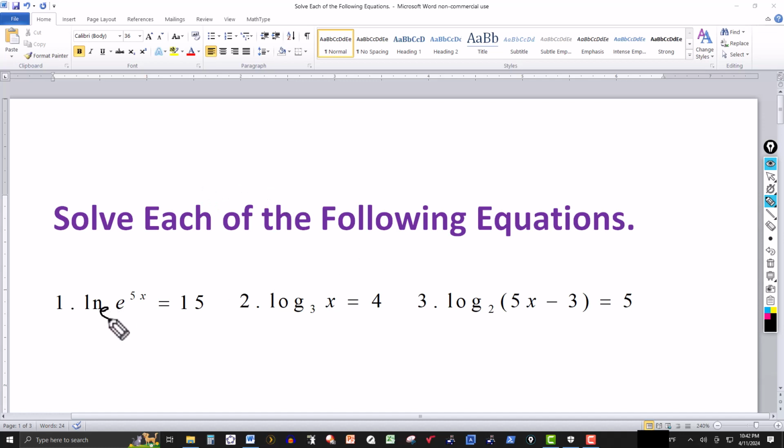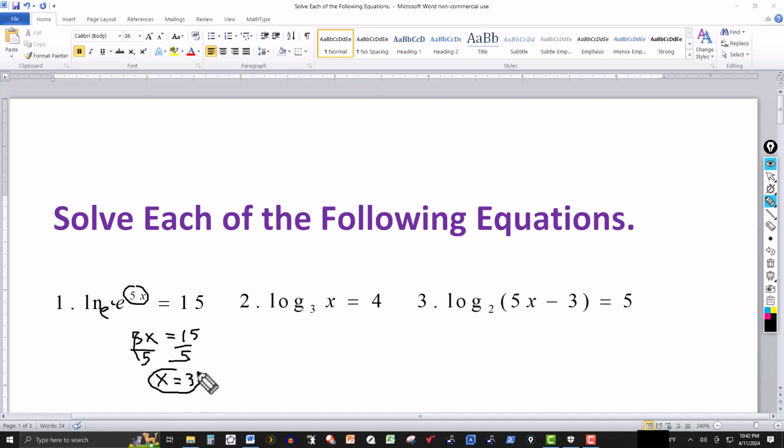So again, this is e. Property of logs, if the base of the log and the given base here, e, they're the same, the answer is always what the exponent is. So the left side simplifies to 5x. On the right side I have 15. So now I have a regular linear equation, first degree equation, to solve for x. Divide by 5. 15 divided by 5 is 3. So the answer to this one is x equal to 3.